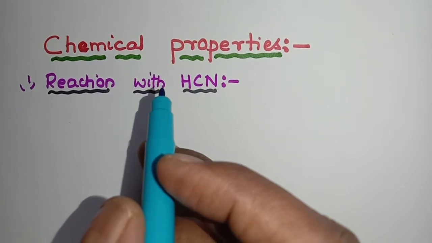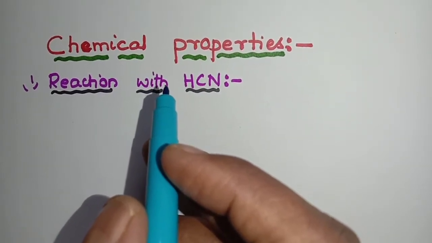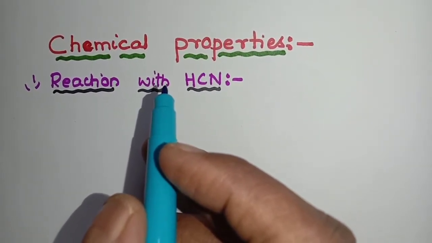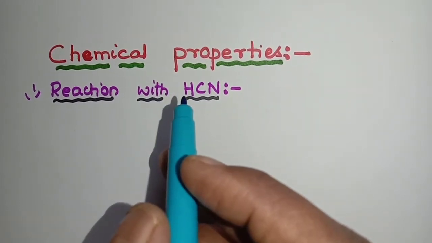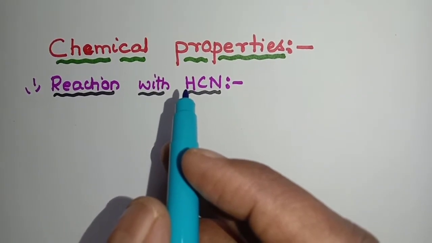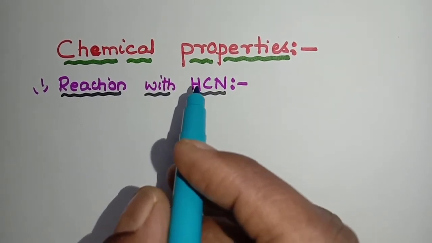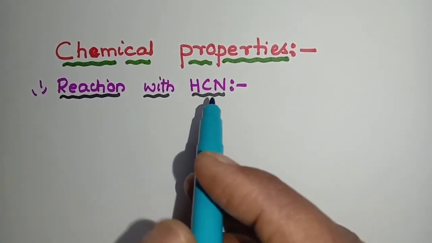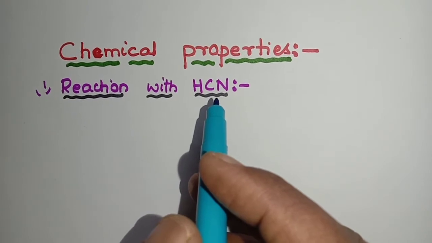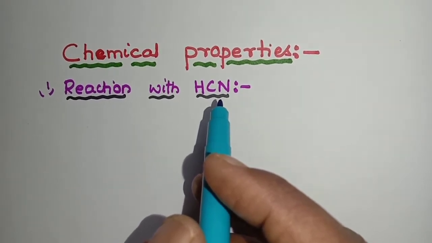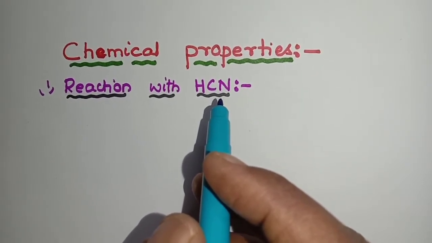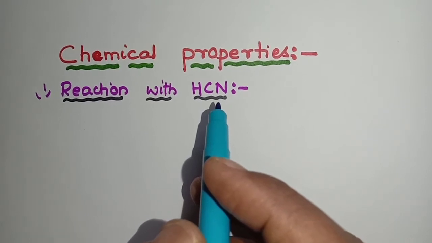In the previous video, we have learned the reactivity of aldehydes and ketones. Hope you all have understood that. In this video, now we are going to learn about the chemical properties of aldehydes and ketones. That means let us learn the reactions of aldehydes and ketones.